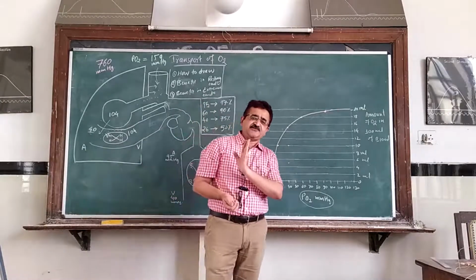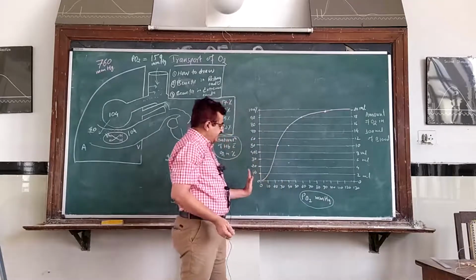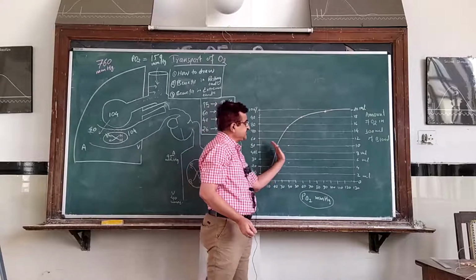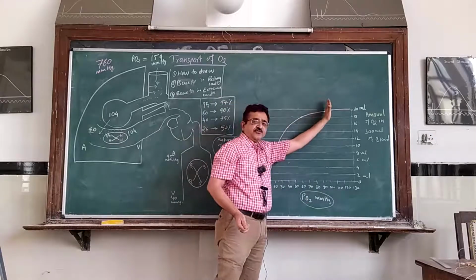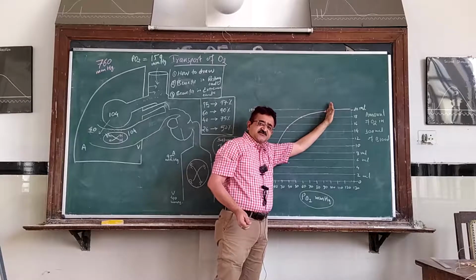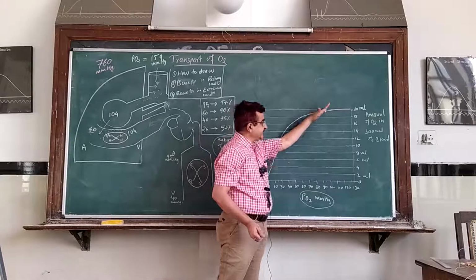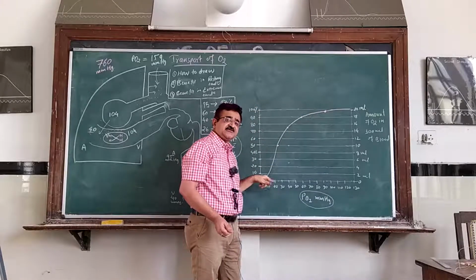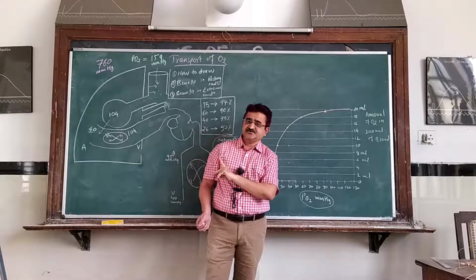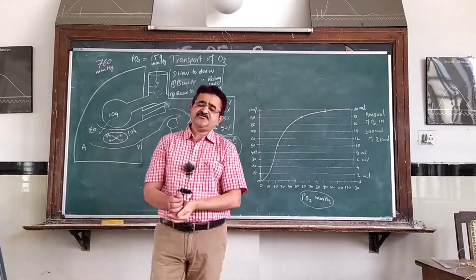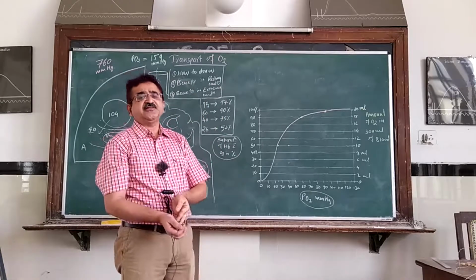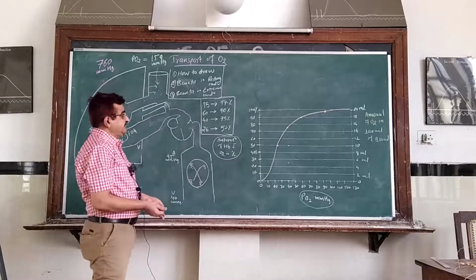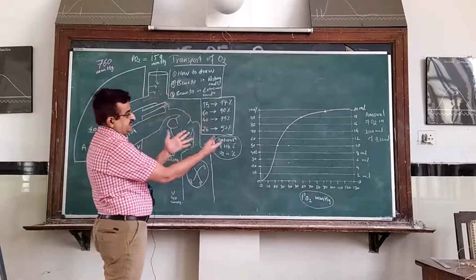Now we try to explain this curve. As the partial pressure of oxygen increases, there is an increase in the saturation of hemoglobin with O2. But this relation is not linear; it takes an S-shaped, or sigmoid-shaped, appearance. This sigmoid shape has a lot of benefits in the delivery of oxygen to the tissues.